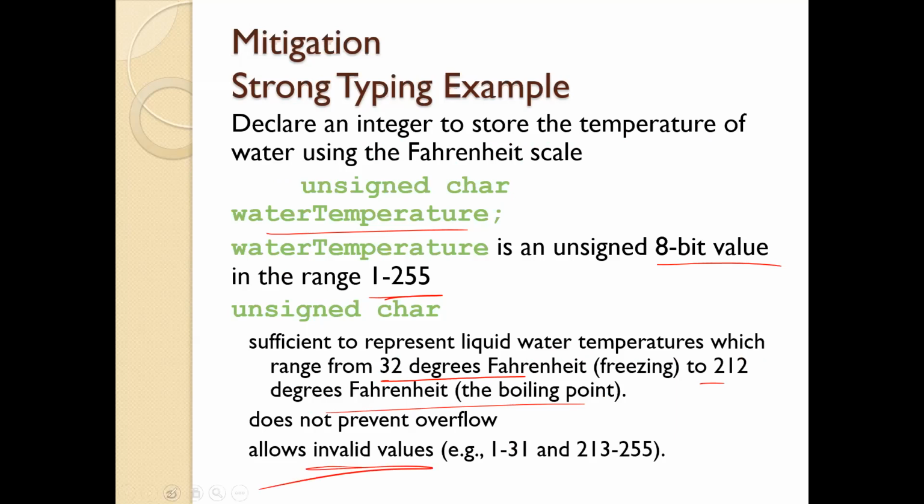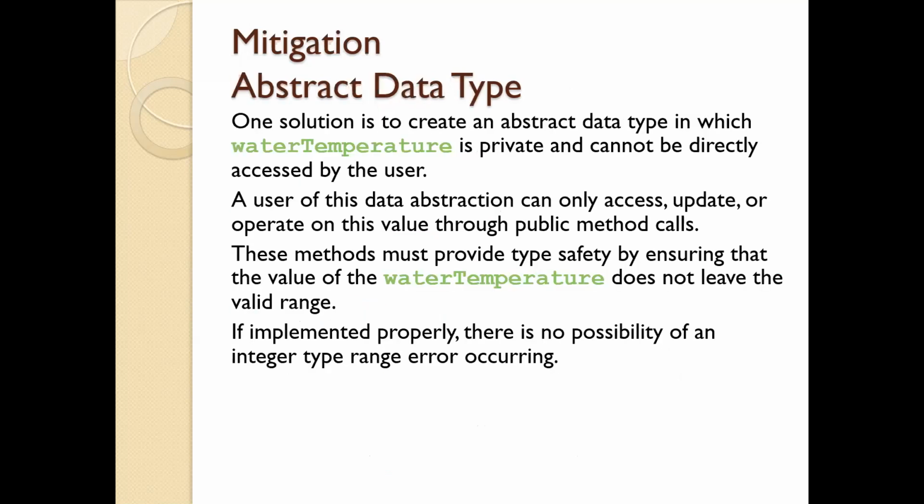But it would allow invalid values like 131 and above 213, right? So the best way to approach these in other languages, as I said, is to create data structures that look at these ranges and do not allow them. Okay, so one solution, as you can see, is to create what are called abstract data types, right?